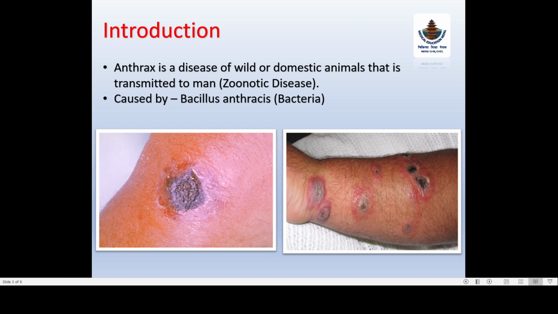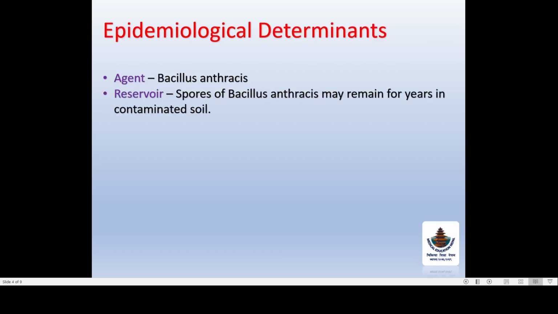So, anthrax is a disease of the wild or domestic animals that is transmitted to man. So, it is also known as a zoonotic disease. Since it is transmitted from animals to man, it is known as a zoonotic disease. It is caused by a bacteria called Bacillus anthracis. So, these are the images of how anthrax disease symptoms look like in an infected person.